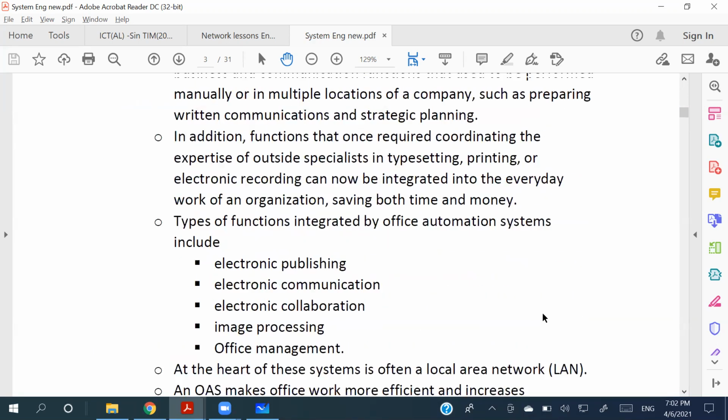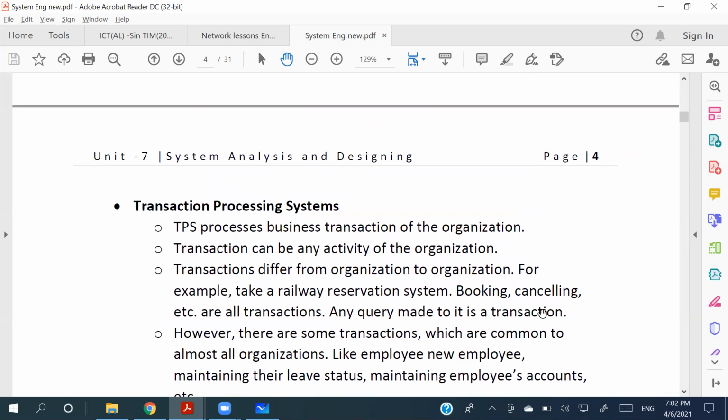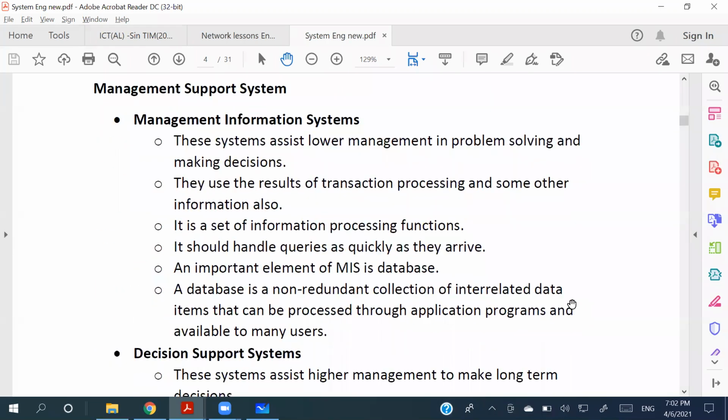So there are two types of automated systems: office automation systems and transaction processing systems. And then we are going to talk about management support systems. Before that, I need the confirmation.